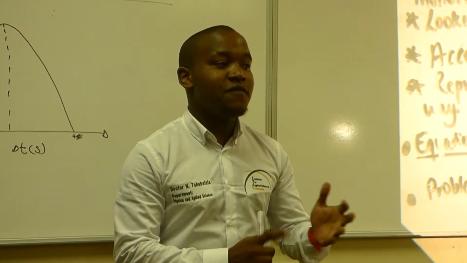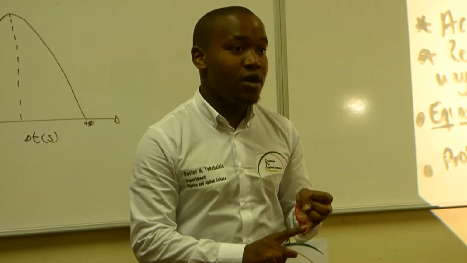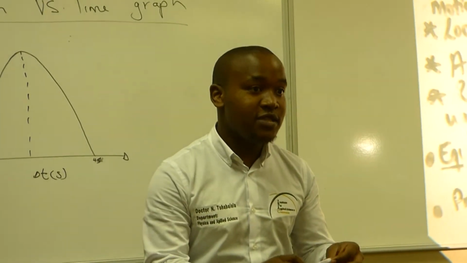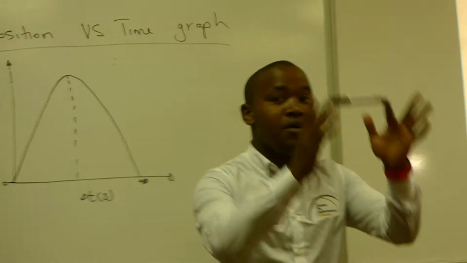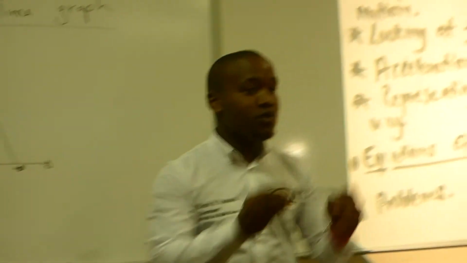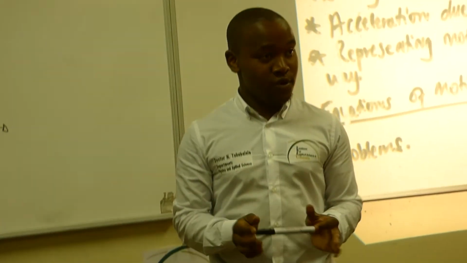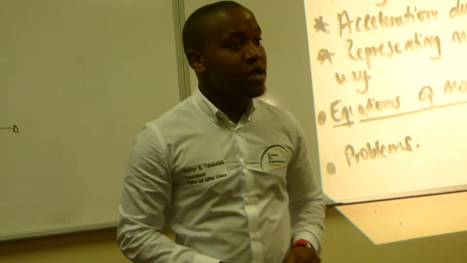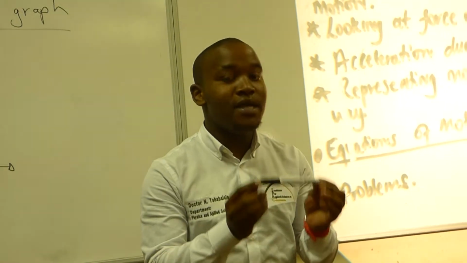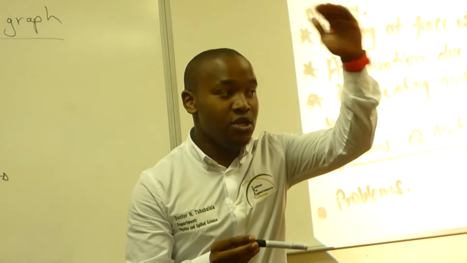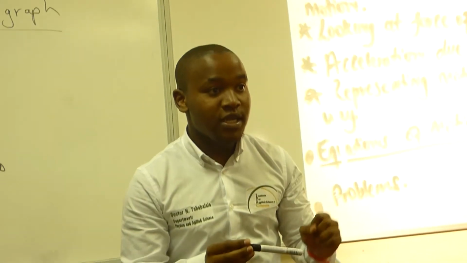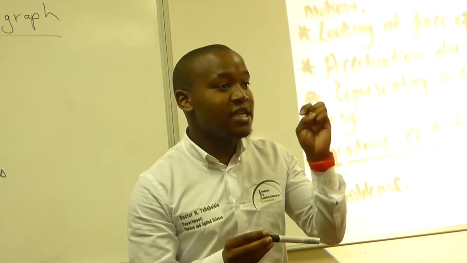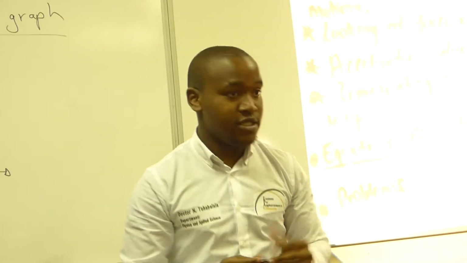Now let's state the first important point. The first important point is what? The time it takes for the projectile to go up is equal to the time it will take for the projectile to go down. Secondly, the velocity at the maximum point is 0. Third point, the gravitational acceleration is constant.